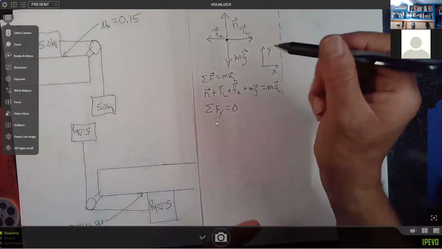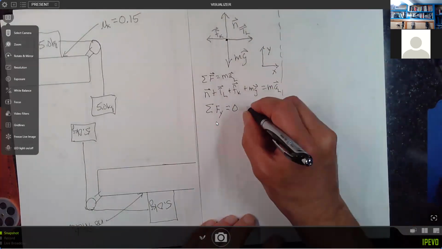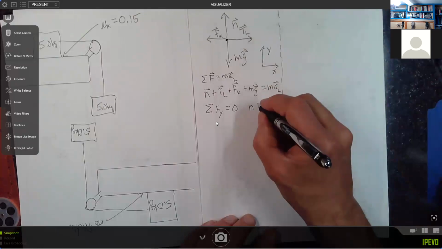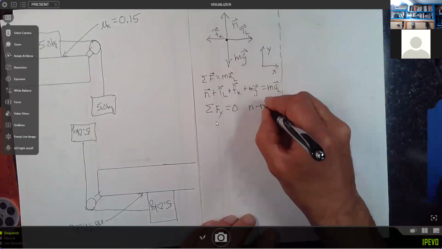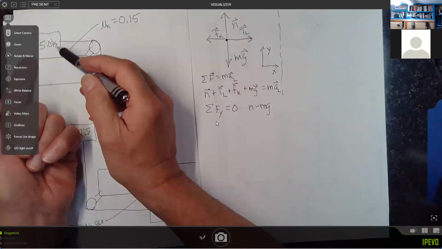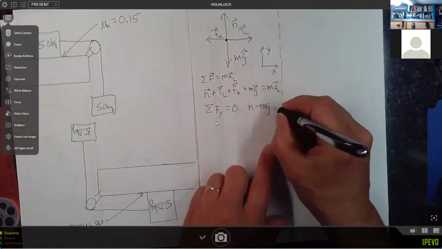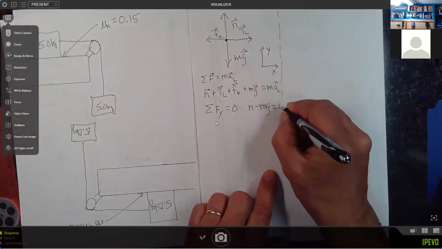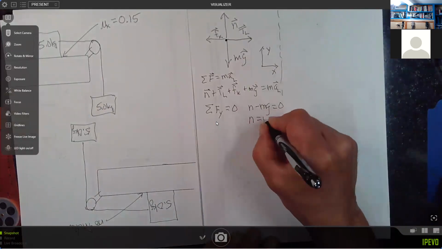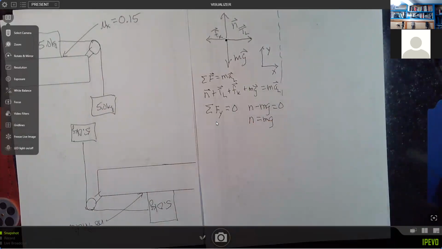And in the y direction, n points up, it's positive. So n, mg points down, that makes it negative, n minus mg. And there is no acceleration for this mass on the tabletop in the y direction. So those forces must cancel each other out. They equal 0. And that means the normal force is equal to mg. In this problem, I need to know that.